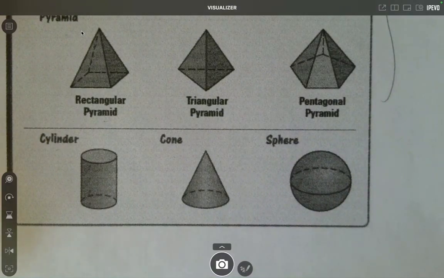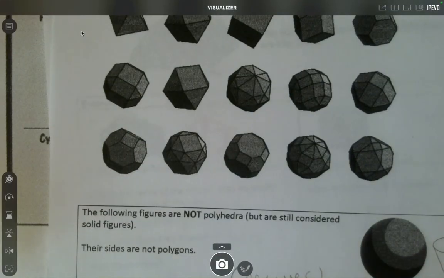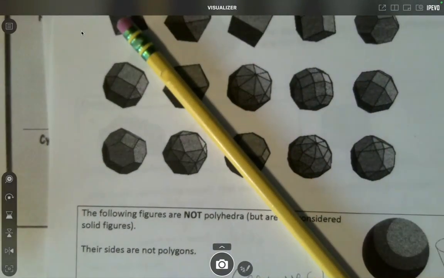So I'm hoping this will be a pretty easy day of notes for you. As always, make sure you are asking for help in class if you need it.